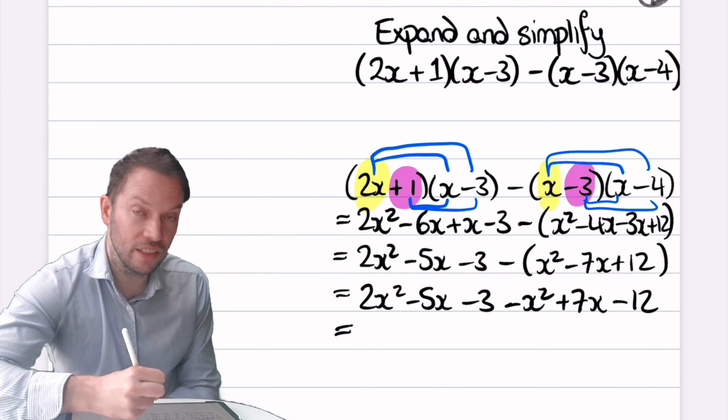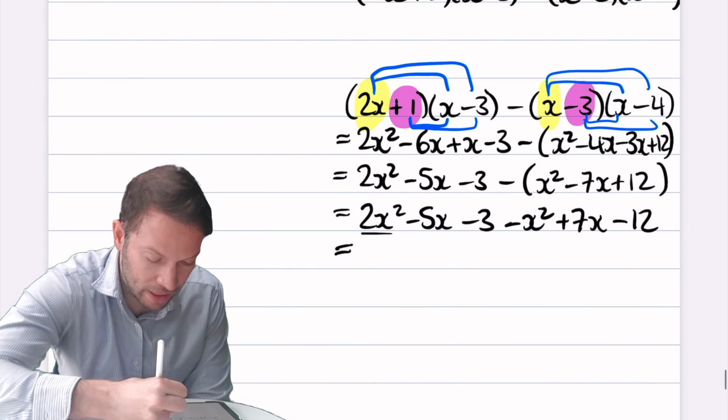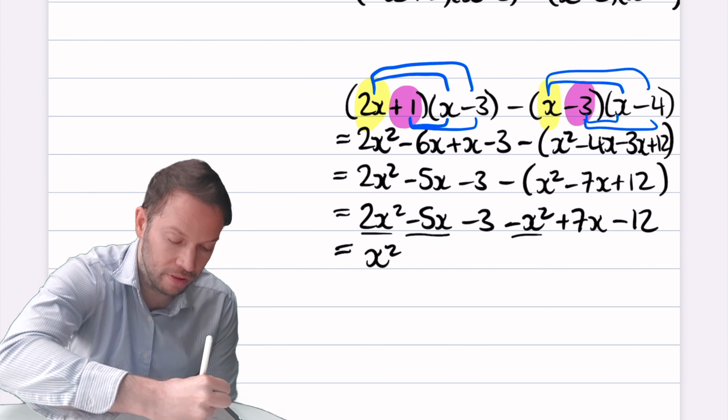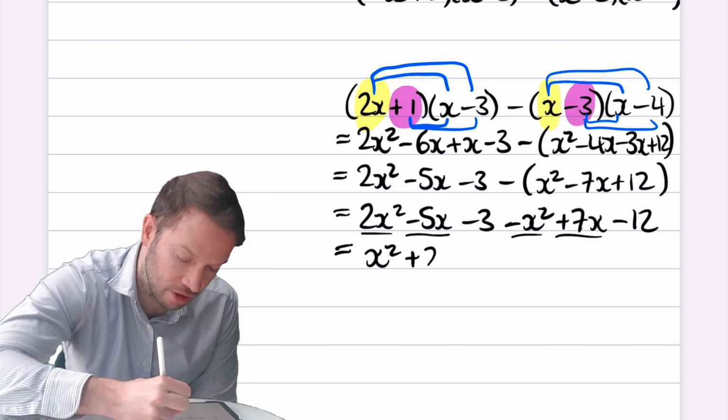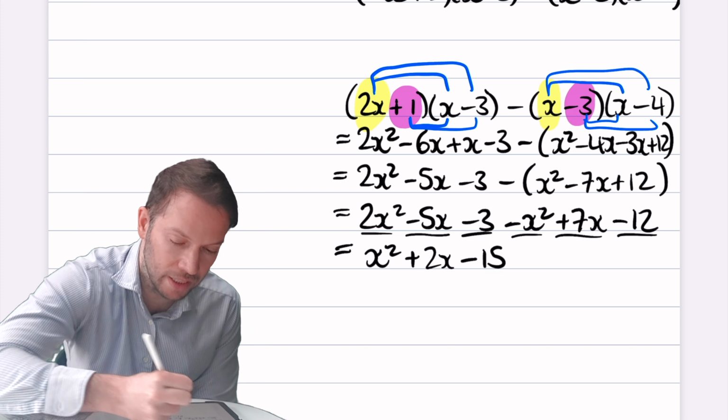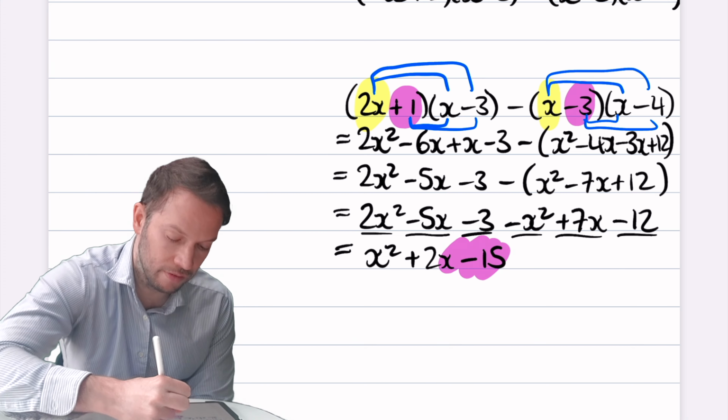And then we can collect like terms again. So we've got 2x squared minus x squared is 1 lot of x squared. We've got minus 5 lots of x plus 7 lots of x, which is plus 2 lots of x. We've got negative 3 subtract 12, which is minus 15. And that is the final answer.